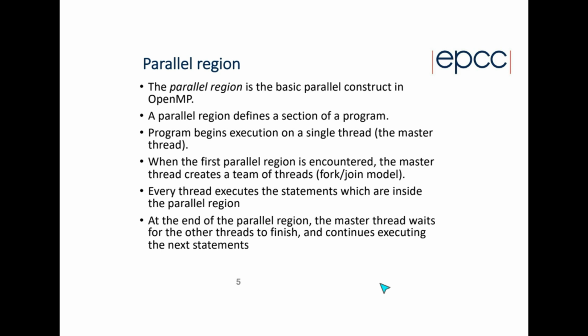So the master thread creates a team of threads when the parallel region is encountered. Then every thread executes the block of statements which is inside the parallel region. And at the end of the parallel region, there's a synchronization point, because the master thread waits for all the other threads to finish that block of code, and then it carries on executing the next statements on its own.